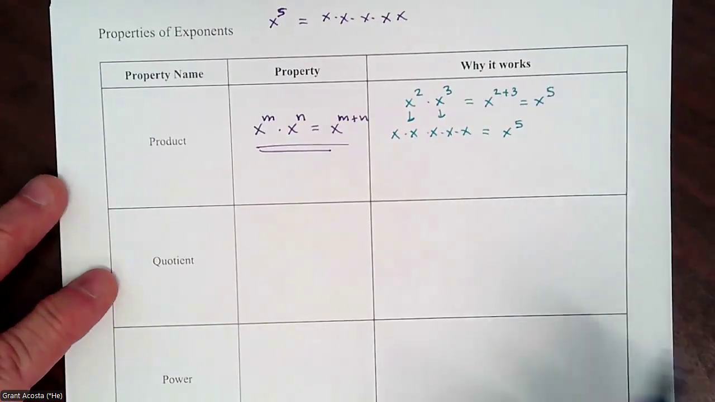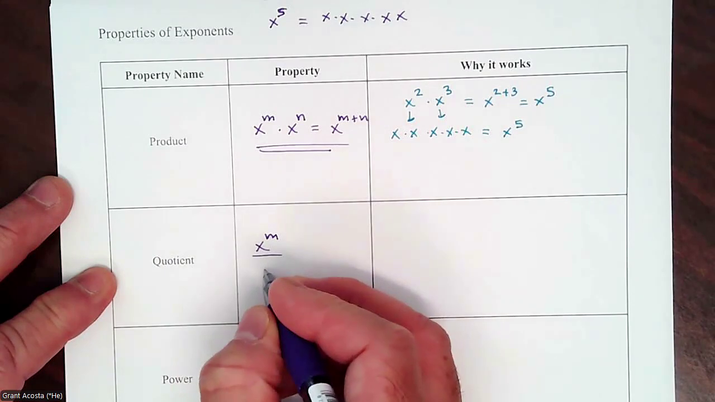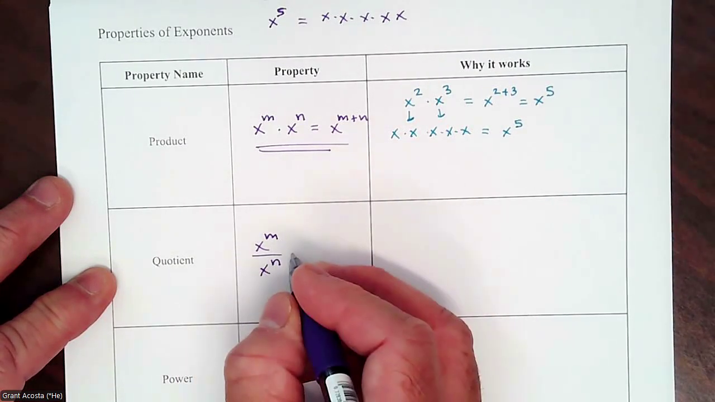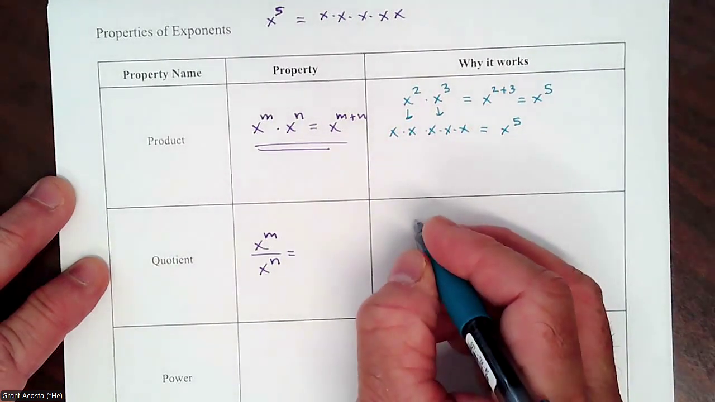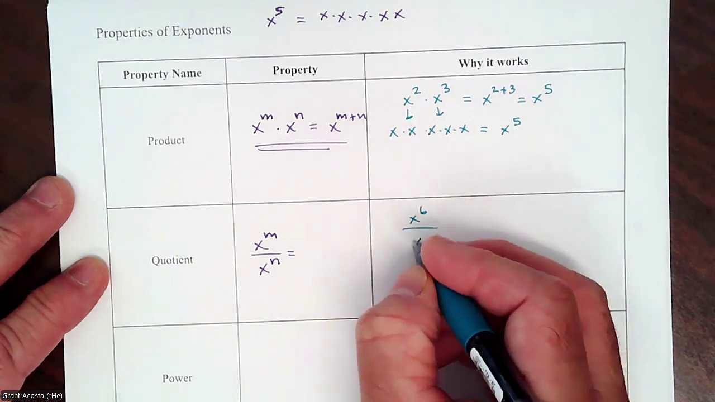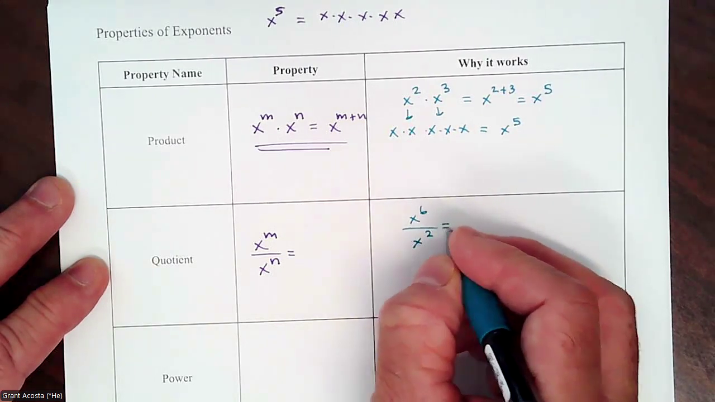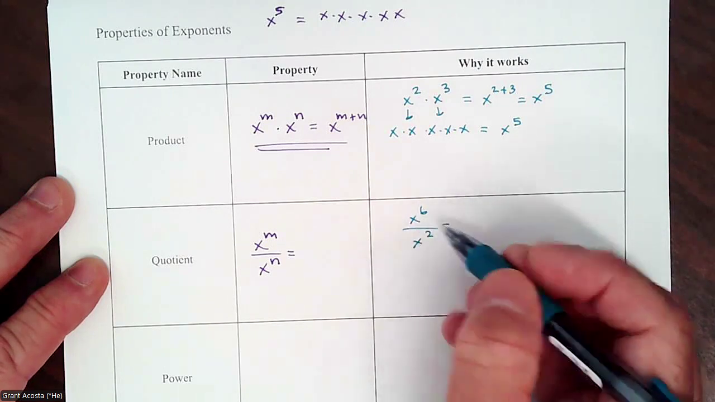Next is the quotient property. This would be if I had x to some power divided by x to a different power. What do I do with the exponents there? Let's make up a problem. Say I have x to the sixth divided by x squared. Again, I'm not sure what to do with these, so I could just use the definition of an exponent.